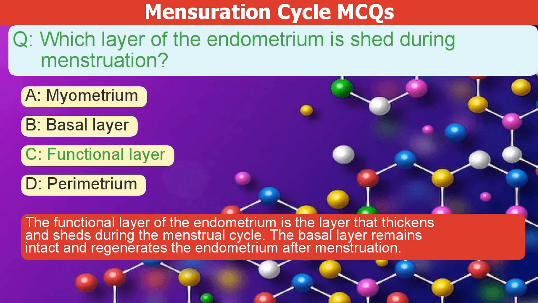The correct answer is C. The functional layer of the endometrium is the layer that thickens and sheds during the menstrual cycle. The basal layer remains intact and regenerates the endometrium after menstruation.